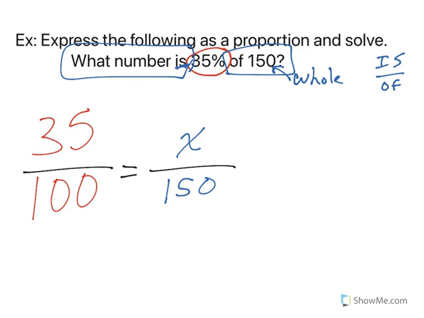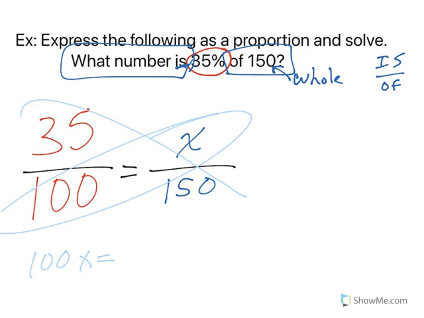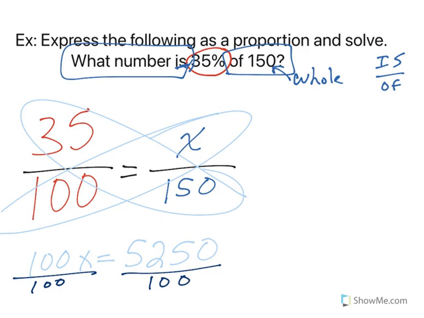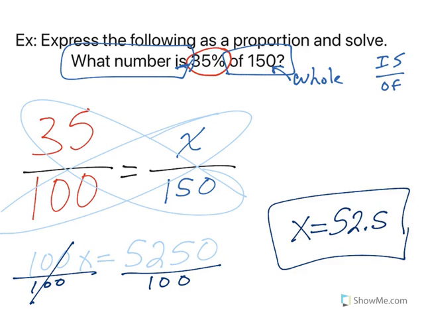So then we can use our proportional rules to go ahead and solve. We cross multiply. 100x equals 35 times 150, which is 5,250. To get x by itself, we divide by the coefficient, which in this case is 100. 100 divided by 100 is just 1, so I have 1x equals 52.5.